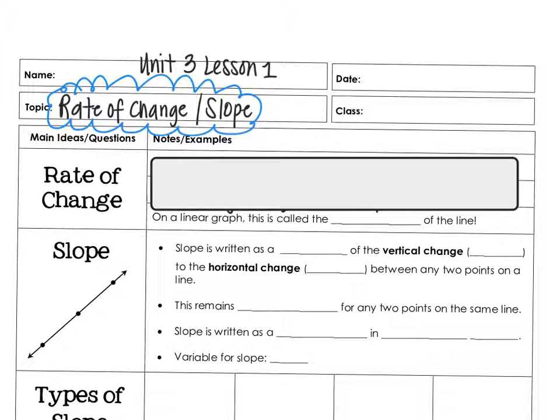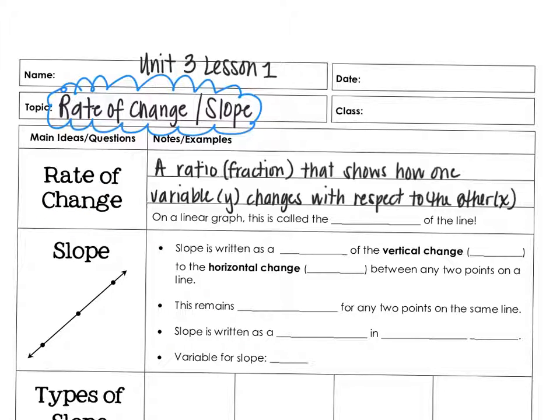So what is the rate of change? Well, the rate of change is a ratio, also known as a fraction. These are synonyms. It's a ratio or fraction that shows how one variable, y, changes with respect to the other variable, x. So how is one variable changing with respect to the other? On a linear graph, on a line, that is called the slope of the line. How one variable, y, is changing with respect to the other variable, x.